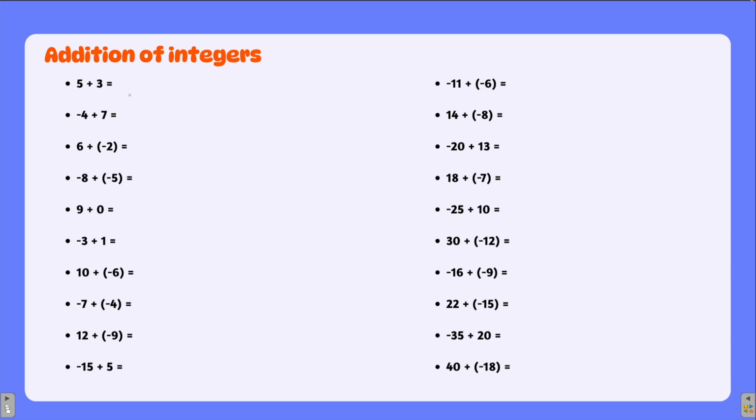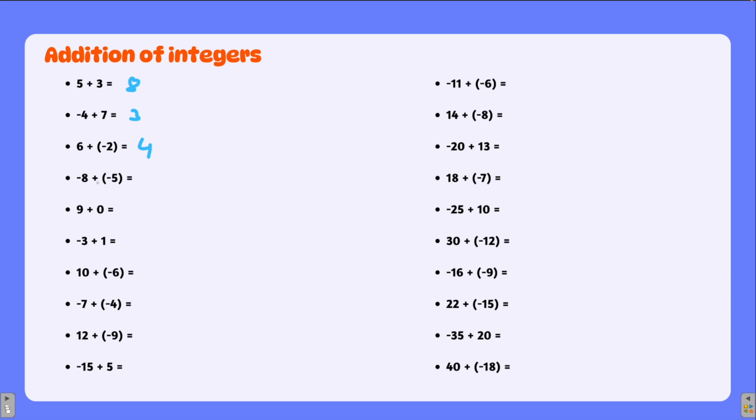So it is 5 plus 3, two positive numbers getting added together, simply a positive number. Next one, minus 4 plus 7, a negative number getting added with a positive number. We have to subtract them and put the sign of the greater number. It is 3. 6 plus minus 2, positive number, plus a negative number. Subtract them and put the sign of the greater number. 4.